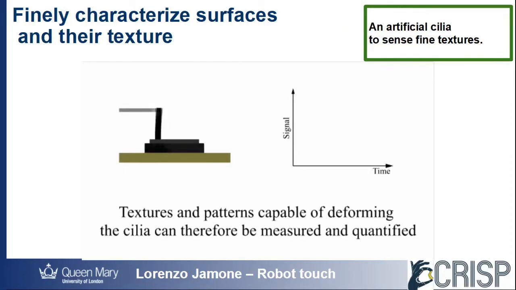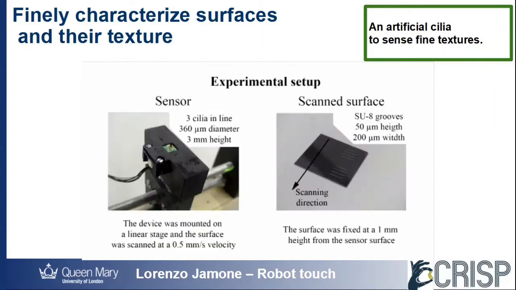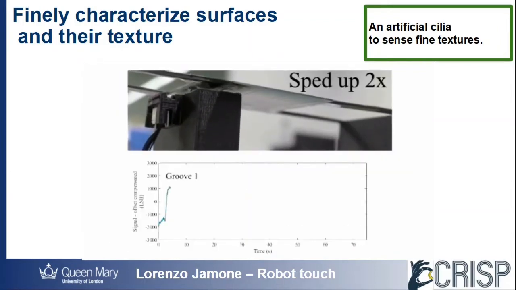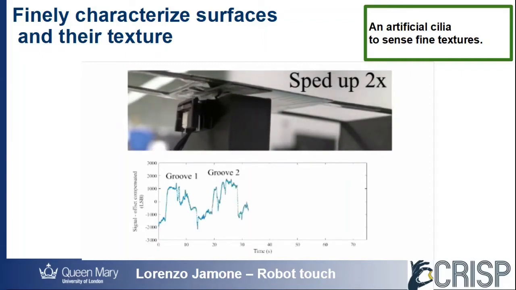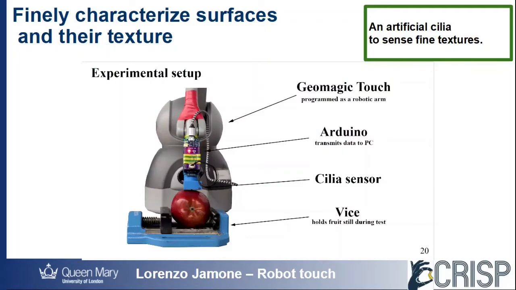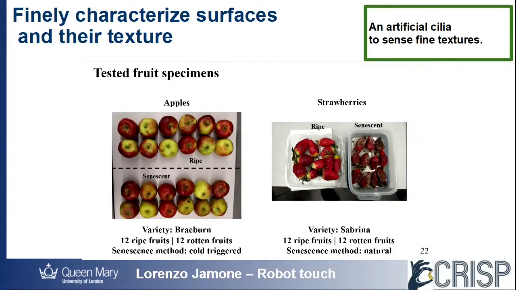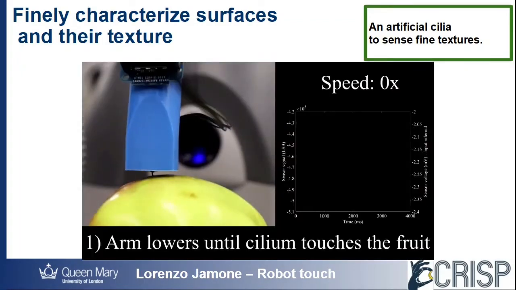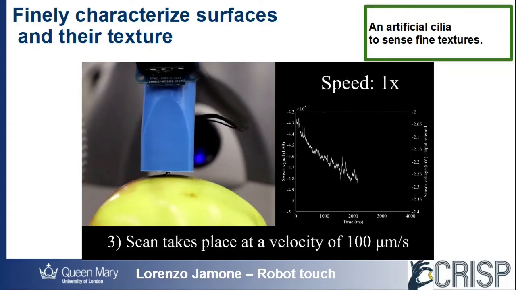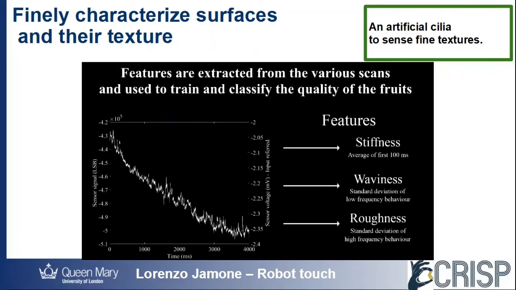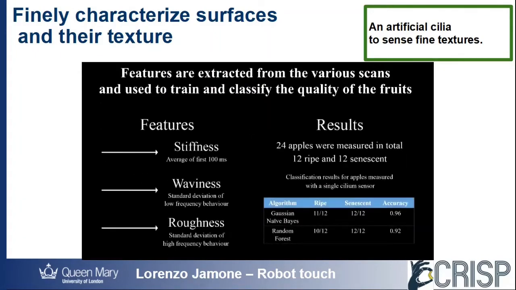Because of that, we can use it to finely characterize surfaces by tactile scanning and to collect information about their texture. For example, we use this to precisely measure the location and size of small apertures and grooves that we carved over a thin metallic sheet. In a different application, we were able to tell whether apples and strawberries were ripe or rotten, with an accuracy of over 95%, just by gently touching them without provoking any damage or change to the fruit.